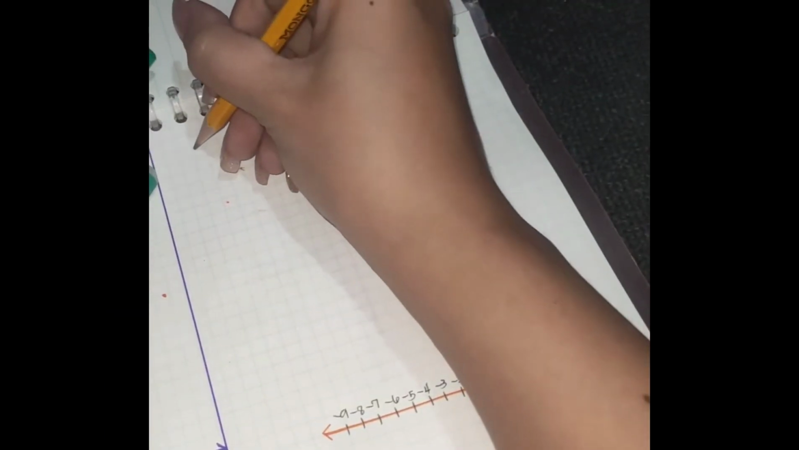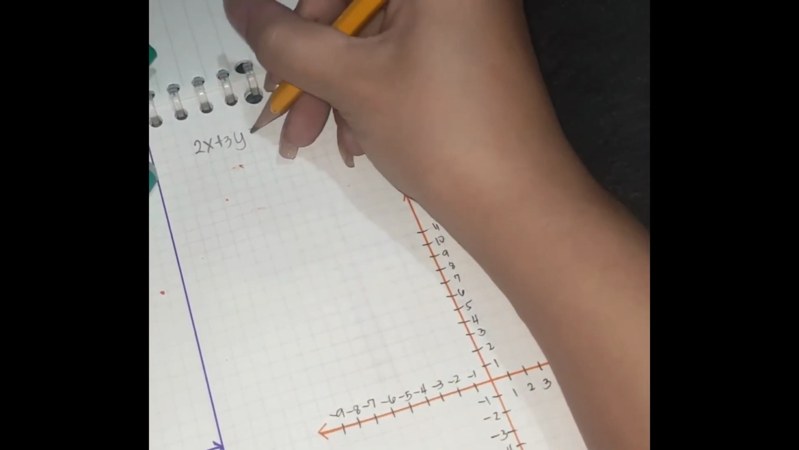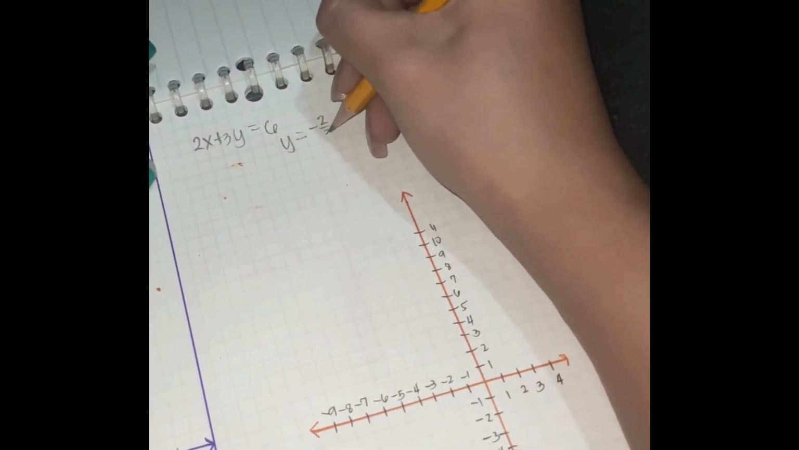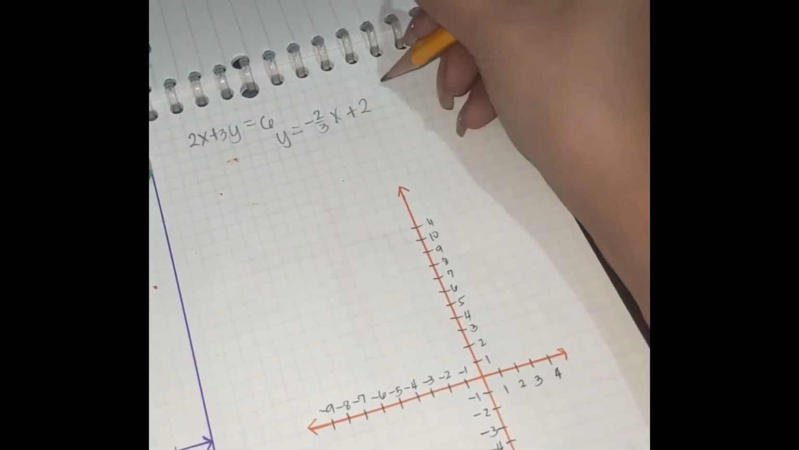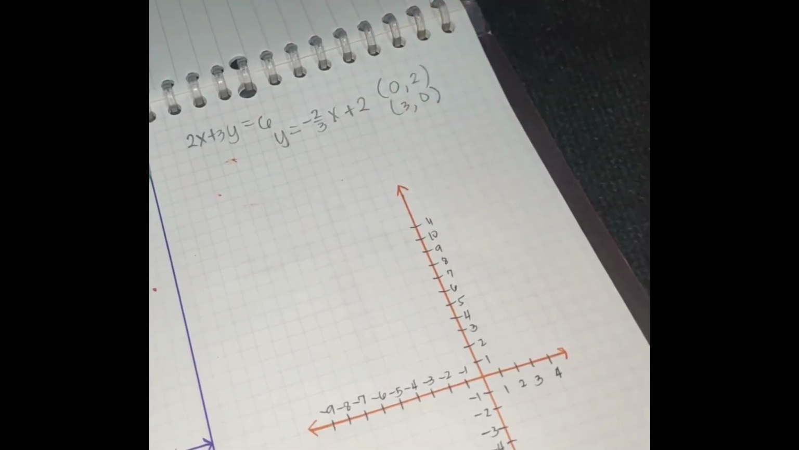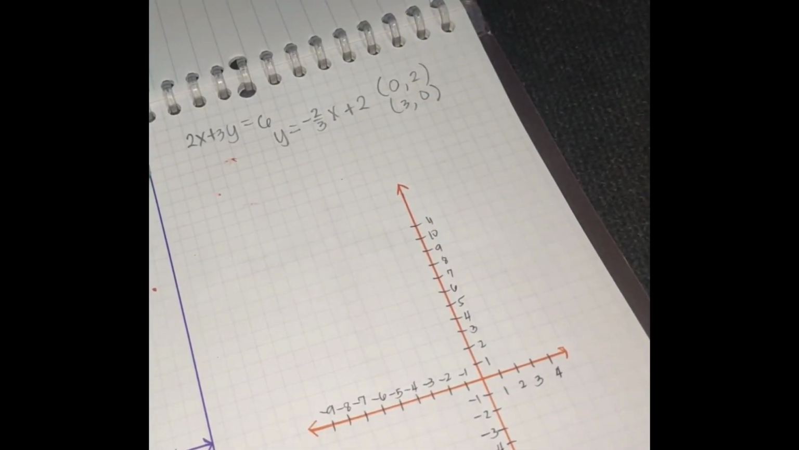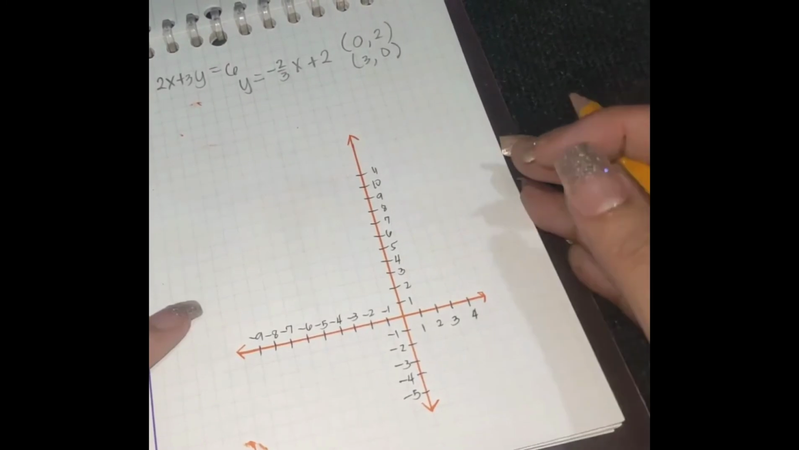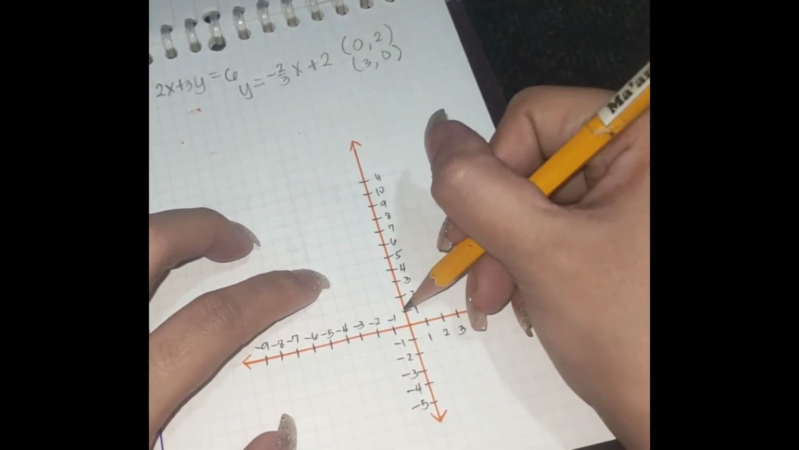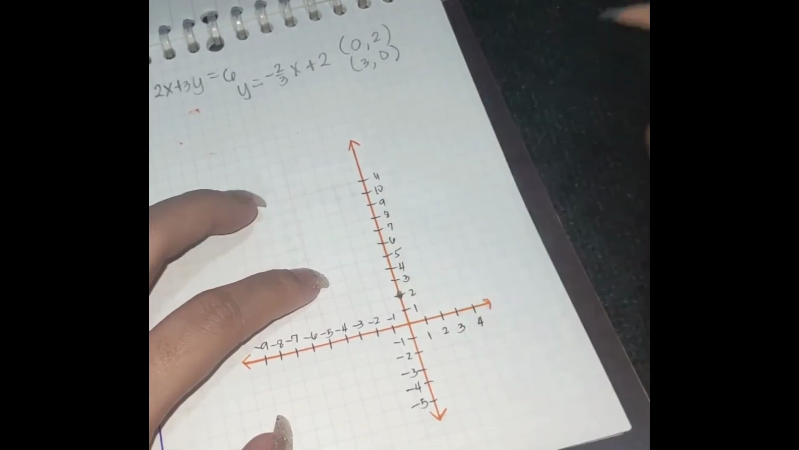Ang ating next equation is 2x plus 3y is equals to 6 na kinonvert natin into y form na naging y is equals to negative 2 thirds x plus 2, kung saan nakuha natin yung dalawang ordered pair na 0, 2 and 3, 0. Okay, naging intercept. So, you will know the intercept on the next example. So, let's just graph this. So, graph natin yung 0, 2. So, from origin 0 and then dahil positive 2, akyat tayo ng dalawang step. So, 1, 2. So, nag-fall dito yung ating dot.